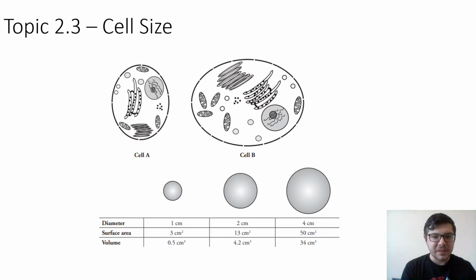If you look at the bottom, the little chart there talks about the diameter of these spheres. It gives you surface area and it gives you volume. One of the important things as far as cell size goes is the surface area to volume ratio. If you look at the first small sphere of those three, it has a 3 centimeter squared surface area and a 0.5 centimeter volume. If you were to make a ratio of surface area to volume, you would have 6:1, and it gradually gets smaller as you go to the larger cell. That surface area to volume ratio is smaller.